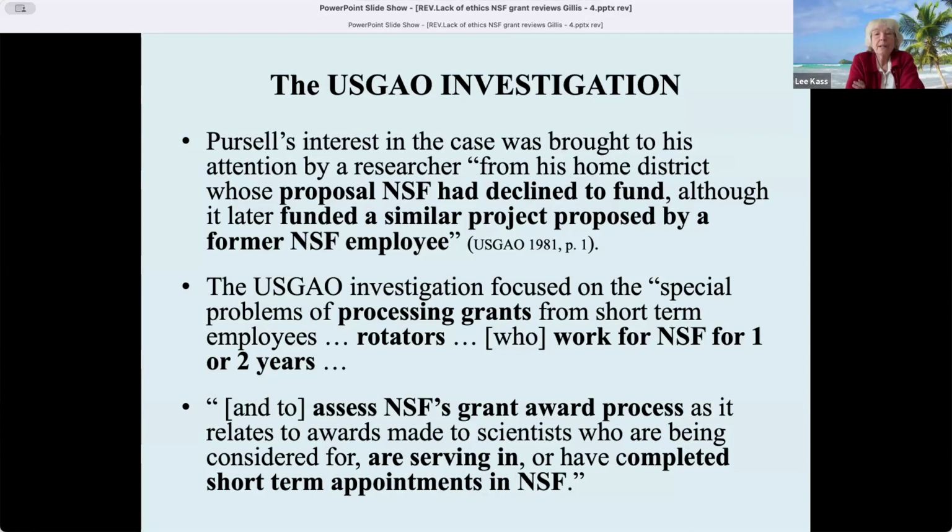The government office investigation focused on the special problems of processing grants from short-term employees, the rotators, who work for the National Science Foundation for 1 or 2 years, and to assess the NSF grant award process as it relates to awards made to scientists who are being considered for, are serving in, or have completed short-term appointments in the National Science Foundation.